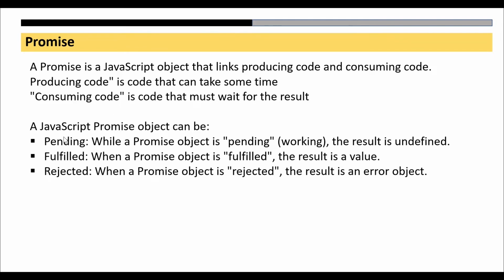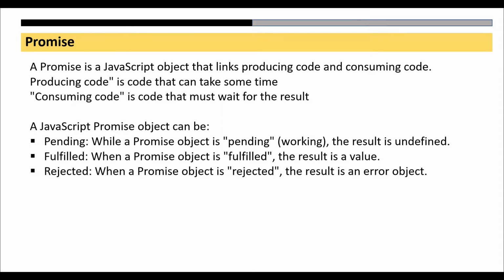So a JavaScript promise has 3 states. This is also an important question when it comes to interviews: how many states can your promise have? It can have 3 states: pending, fulfilled, and rejected. Pending is a state when it's executing, when the result is undefined, when you have not come to the conclusion that it is fulfilled or rejected. That means it's in progress, the code is being executed. Fulfilled is a state when your code is executed and your result is a value. And third is rejected, when your promise is rejected, and the result is an error object.